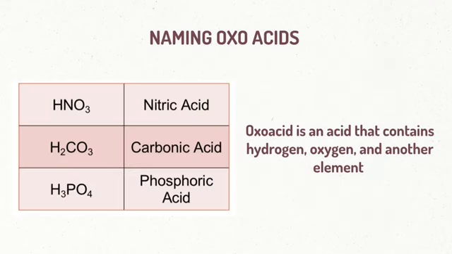Now let's look at oxo acids. An oxo acid is an acid that contains hydrogen, oxygen, and one other central element. You are likely already familiar with some common ones, such as nitric acid, carbonic acid, and phosphoric acid. The naming convention for these acids depends directly on the oxygen content of the polyatomic ion they are formed from.